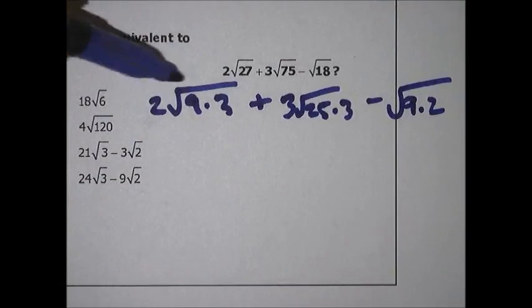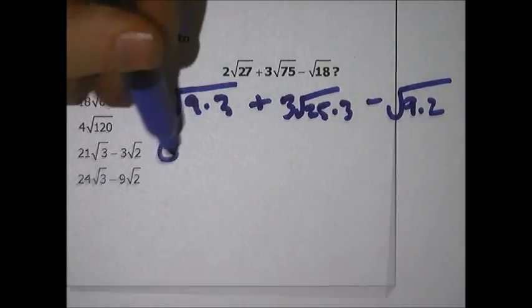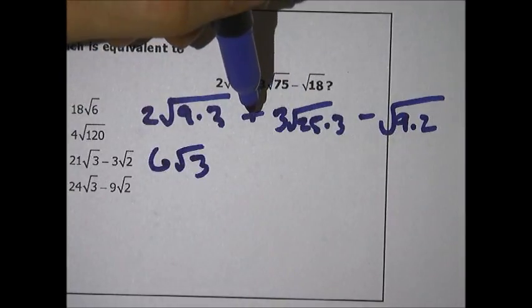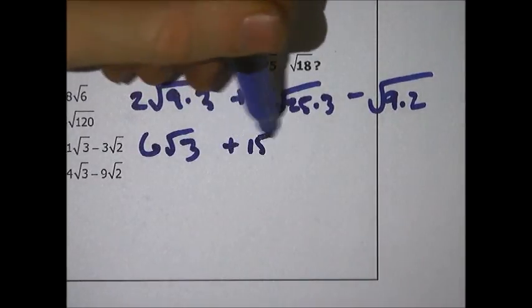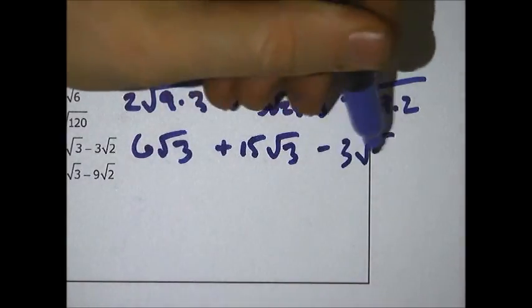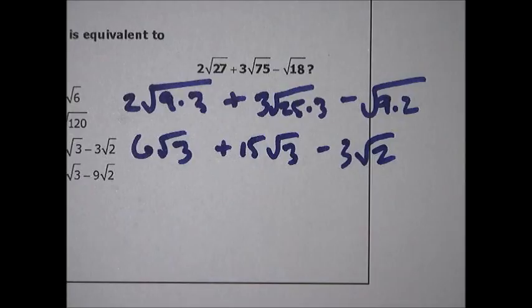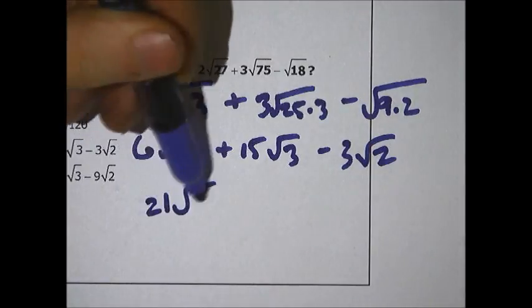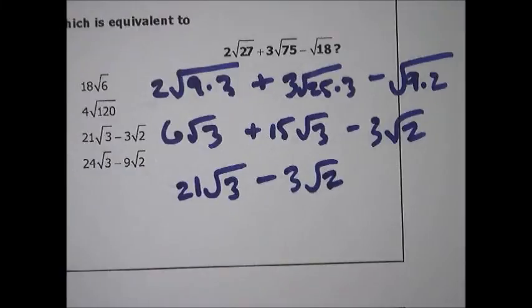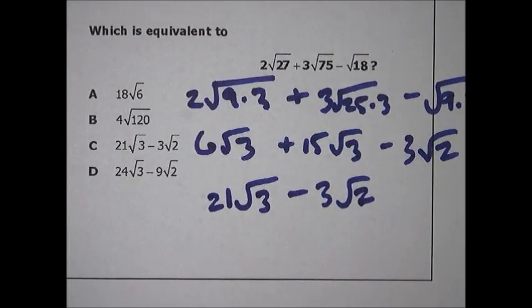The square root of 9 is 3, and 3 times 2 is 6. The square root of 25 is 5, and 5 times 3 is 15. And the square root of 9 is 3, and 3 times 2. So the number that is left underneath in the third one is not the same. So for the first two, you have 6 and 15 is 21 root 3 minus, the last part just stays, it's stuck, there's nothing to be done there. Choice C.